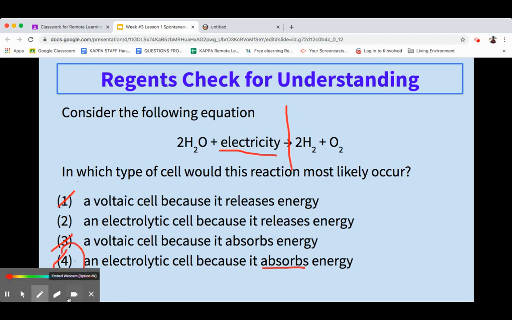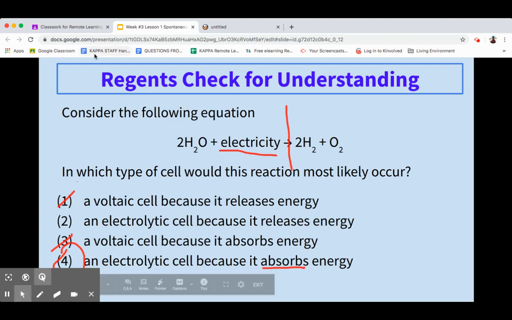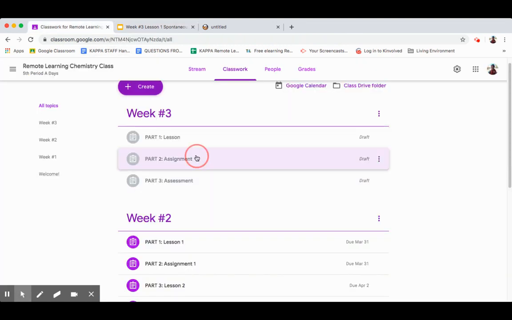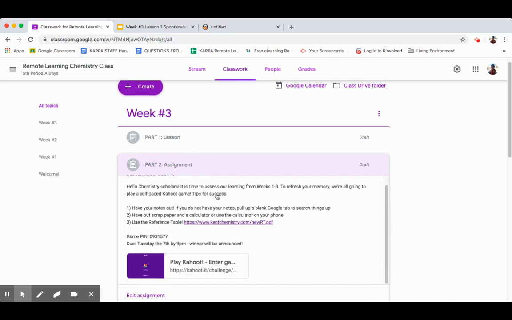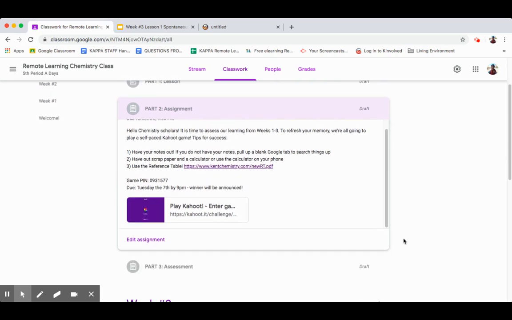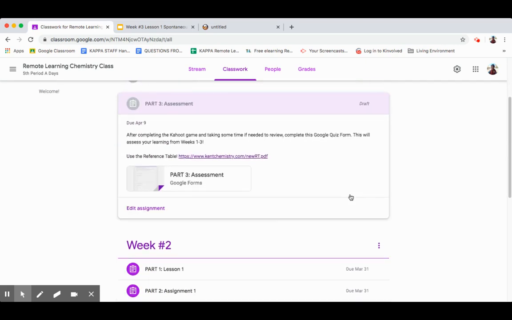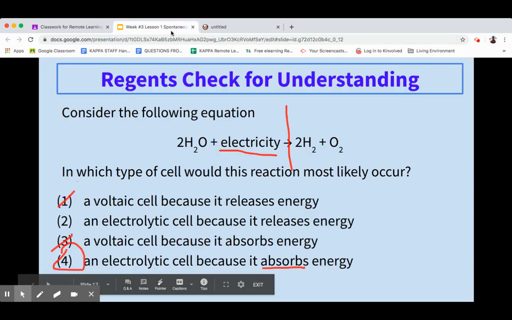All right, so that's it for today. Again, your next thing you're going to do is go over to your Kahoot review. Make sure you have your notes out, a calculator out, anything to help you, and then you will take your Google quiz assessment. Also, make sure you have your reference table out for that.